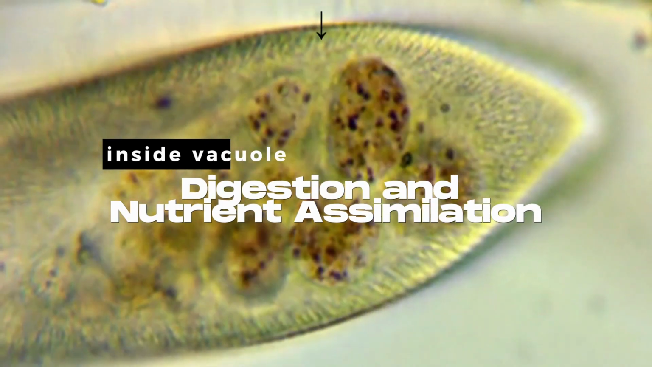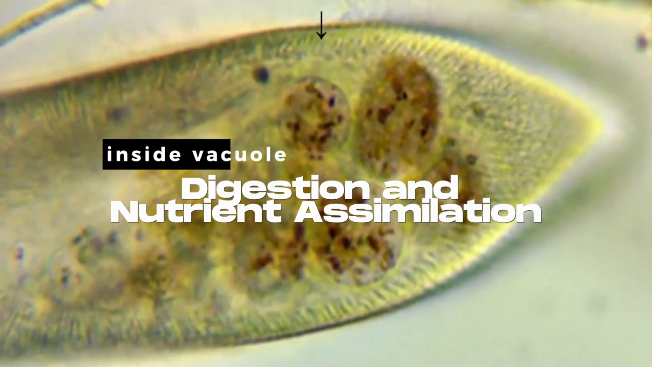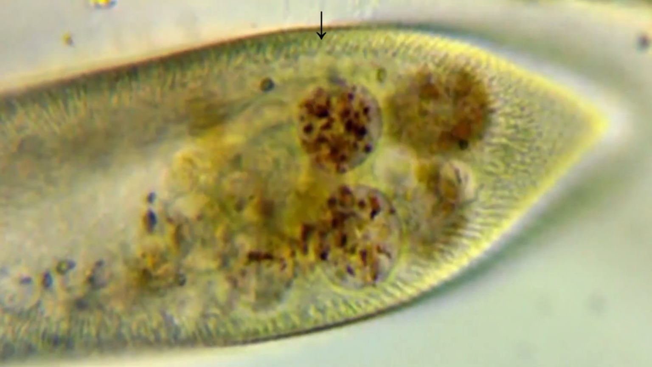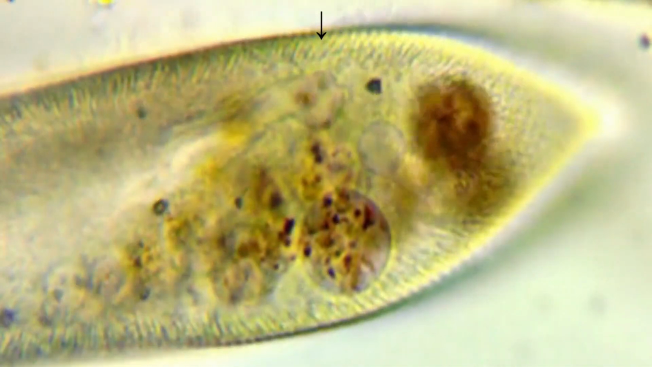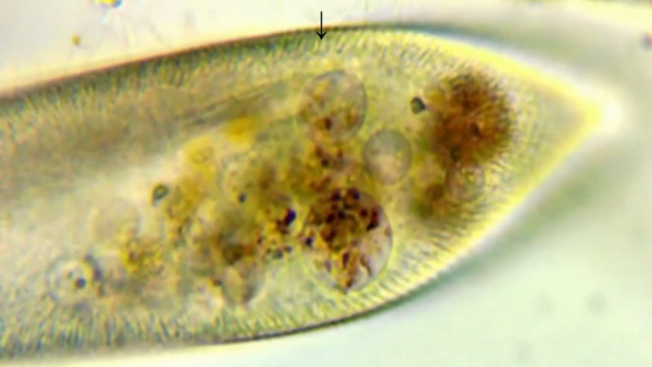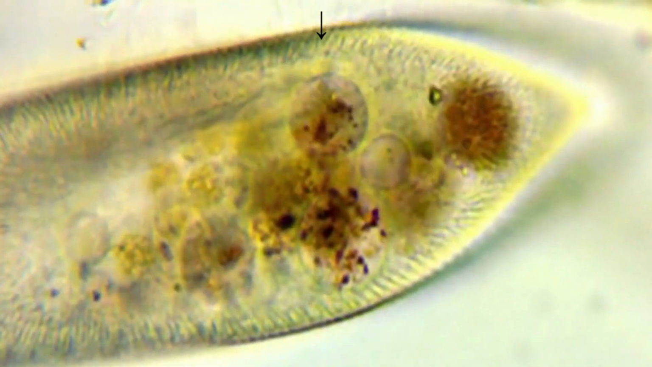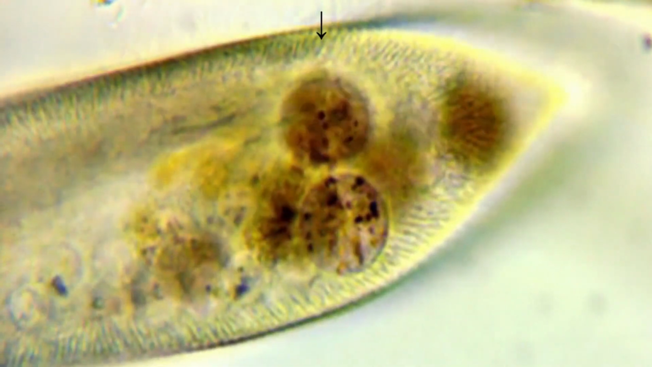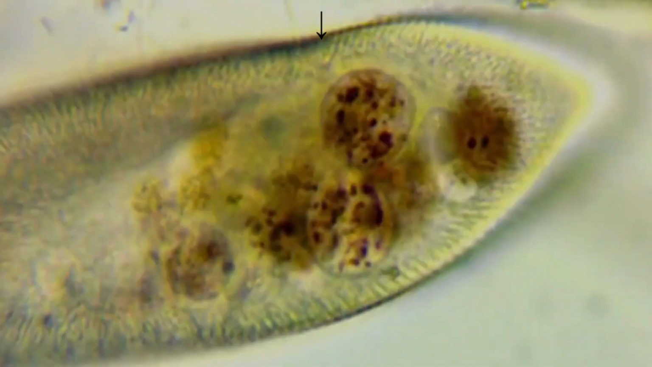Lastly, for digestion and nutrient assimilation, Paramecium caudatum engulfs food particles into its oral groove and forms a food vacuole. Inside the vacuole, enzymes break down the food into smaller molecules, which are then absorbed and assimilated into the cell for energy and other metabolic processes.